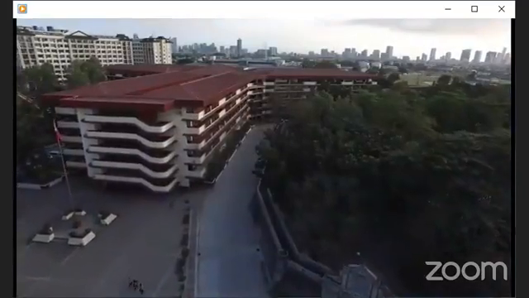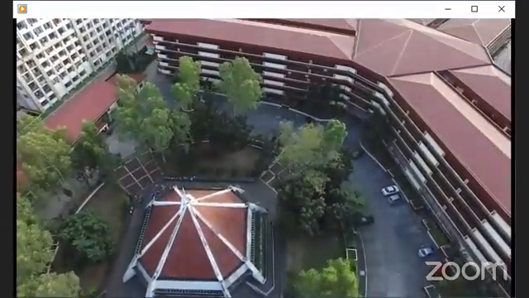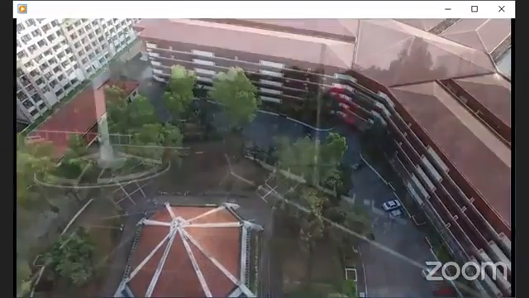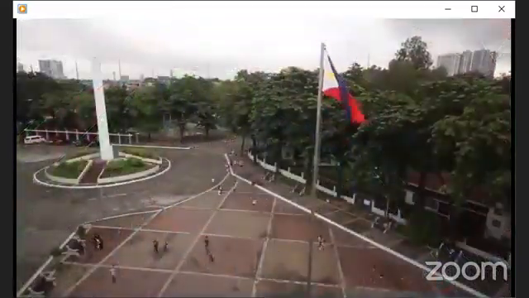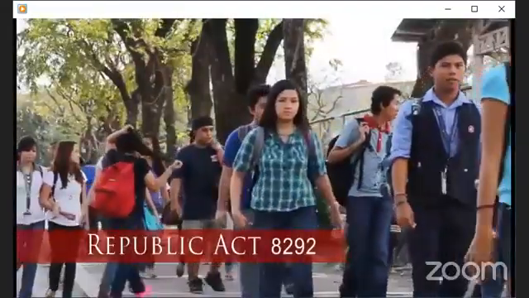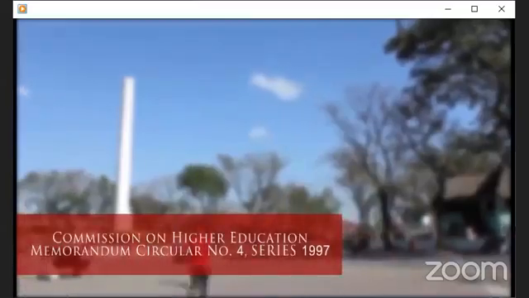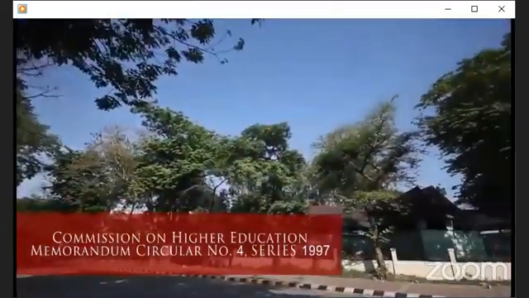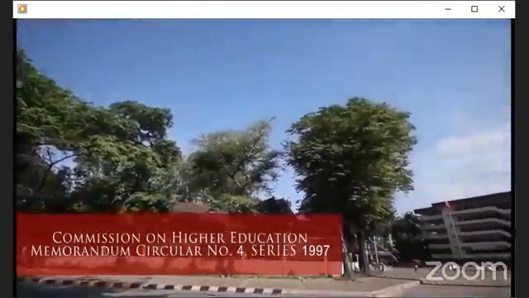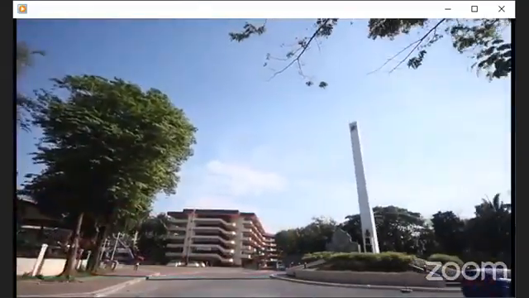Welcome to the Polytechnic University of the Philippines, the country's first Polytechnic U. PUP is a state-run university governed by Republic Act 8292, known as the Higher Education Modernization Act of 1997, and its implementing rules and regulations contained in the Commission on Higher Education Memorandum Circular Number 4, Series of 1997.